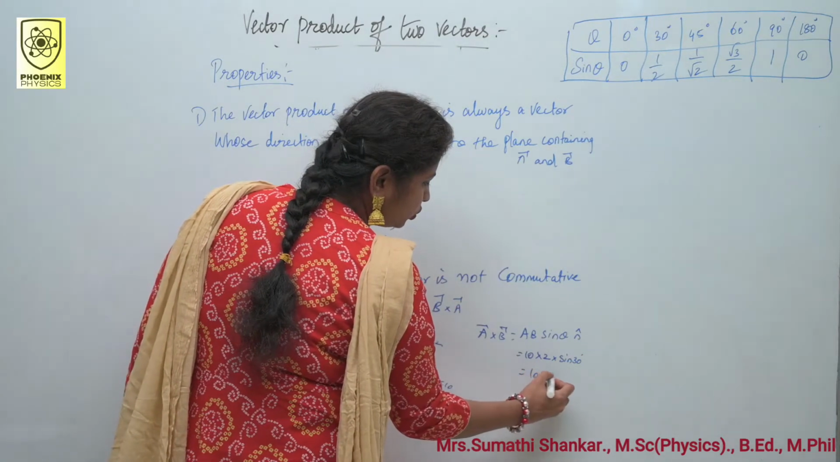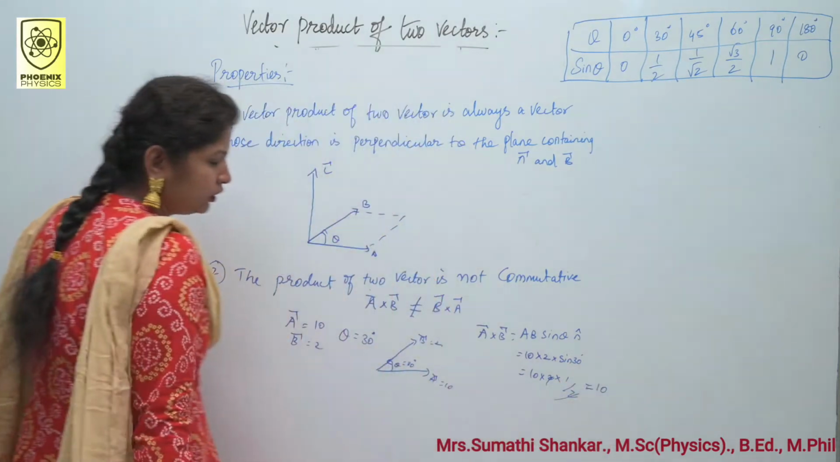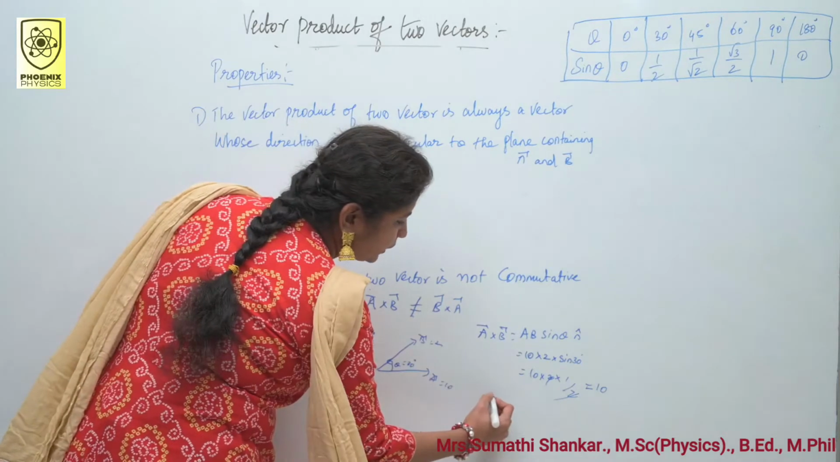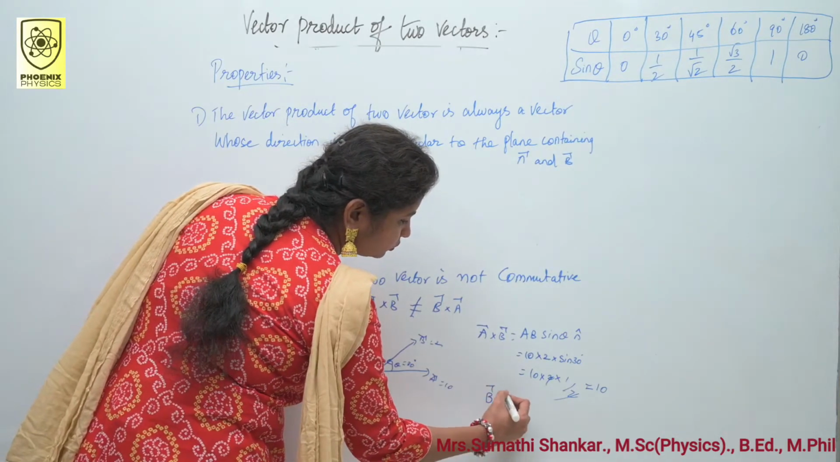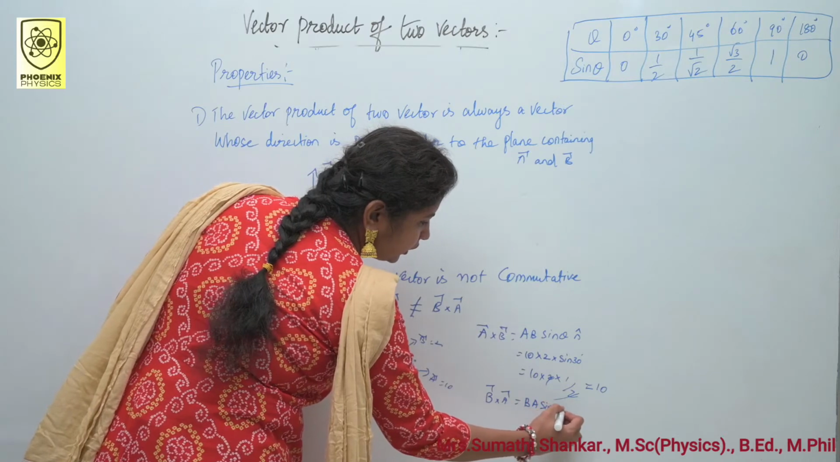So 10 into 2 into 1 by 2, you can get the value as 10. Now you find out B cross A. What is the formula? BA sine theta n cap.